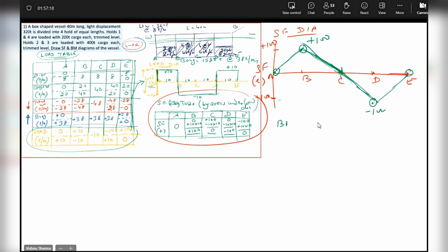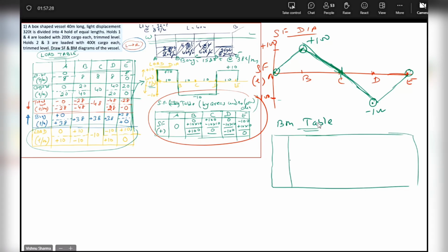Let's close it out now. BM table. Do we need any other point than these 5? No. Had I taken 4, then C would have been required to be included. But since C is already there, there is no need to take any more points. A, B, C, D, E.